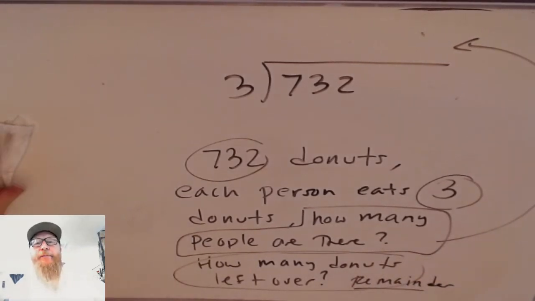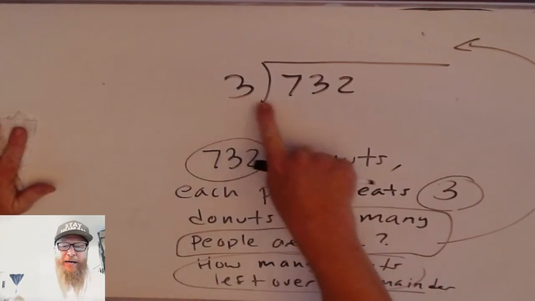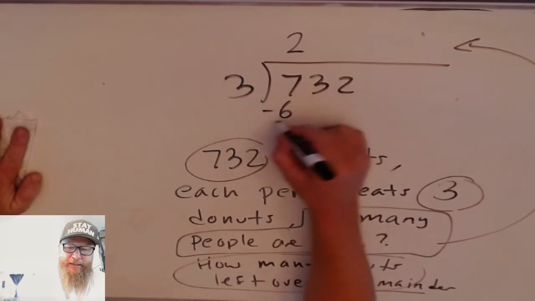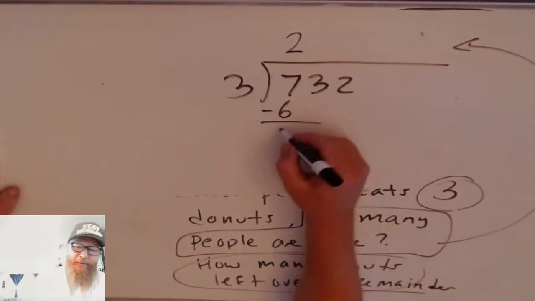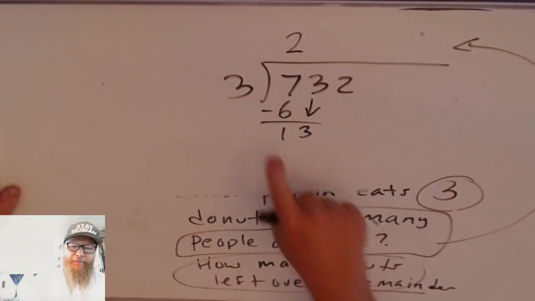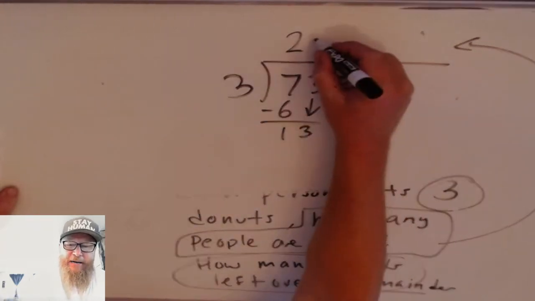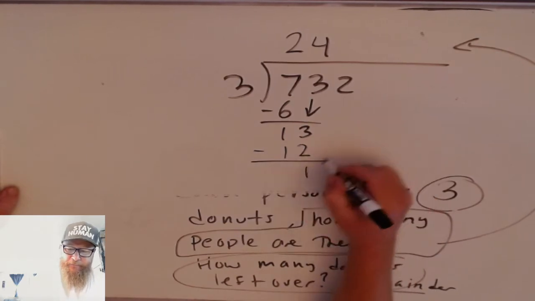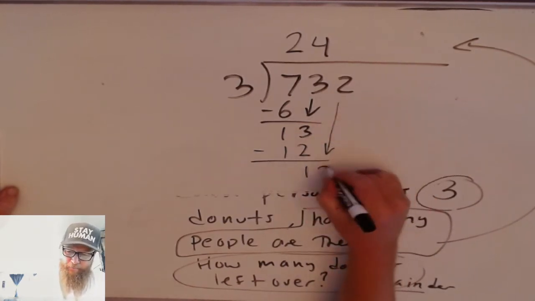That's why we call it the remainder. It's how many remain. So 3 goes into 7 2 times. 2 times 3 is 6. Subtract. Bring down the 3. 3 goes into 13 4 times. 4 times 3 is 12. Remainder 1. Bring down the 2.